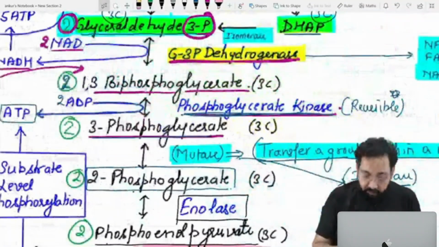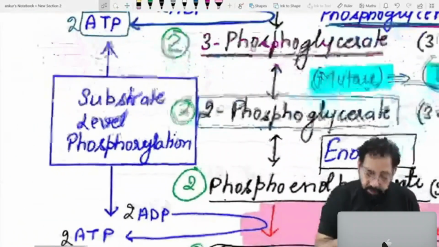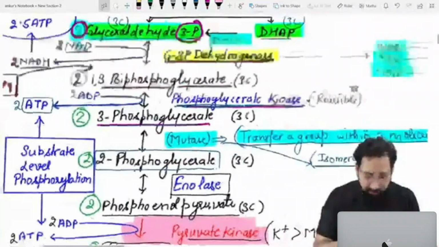1,3-bisphosphoglycerate is converted to 3-phosphoglycerate by phosphoglycerate kinase. All kinases are transferases, and require magnesium as cofactor. This is reversible, and in this ATP is produced. If a kinase produces ATP, that is called substrate level phosphorylation.